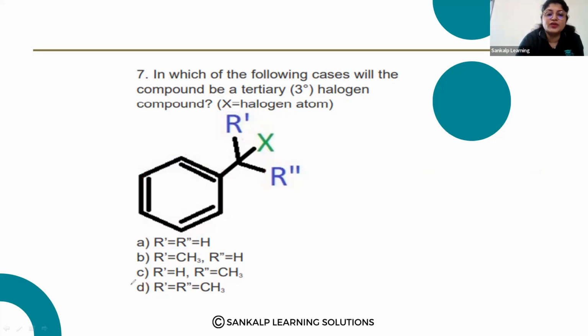So option D. Here there are only two options, either hydrogens or CH3. If R dash and R double dash are CH3, then it will be tertiary in nature. So option D will be the right answer. We'll go for the next one.